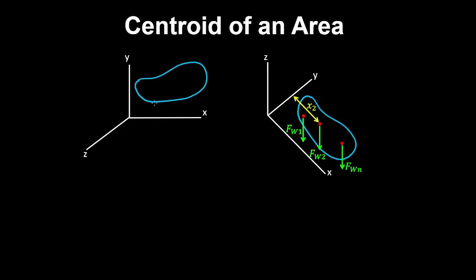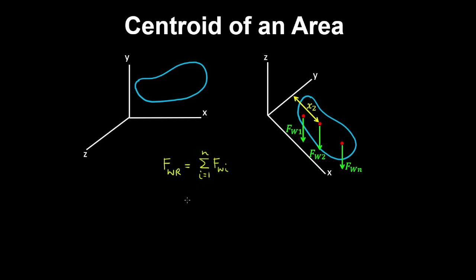Consider this body in the xy plane, and here we have another view of the body with the z-axis pointing upwards, and the body is broken up into a set of particles. And the force of weight due to gravity acting on each particle is shown. And therefore, the resultant or total force of weight is equal to the sum of the forces of those weights on each particle, from i equals 1 to the number of particles.